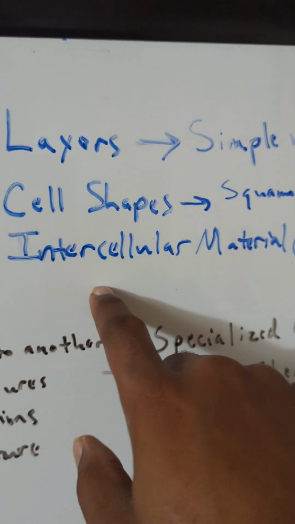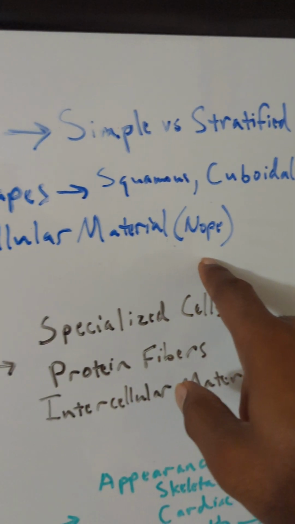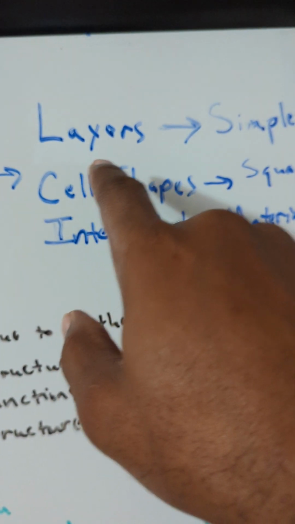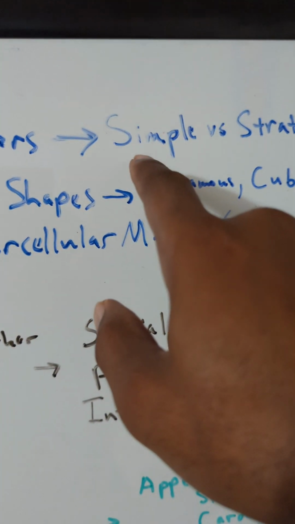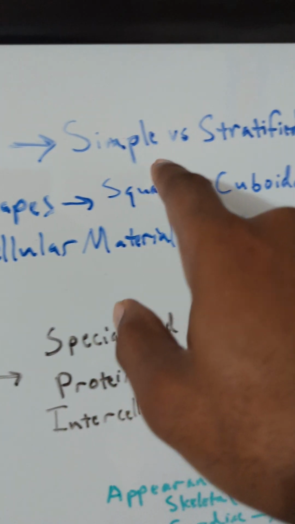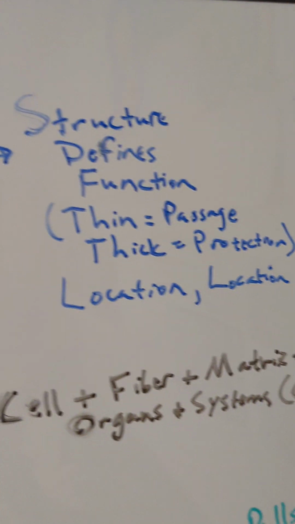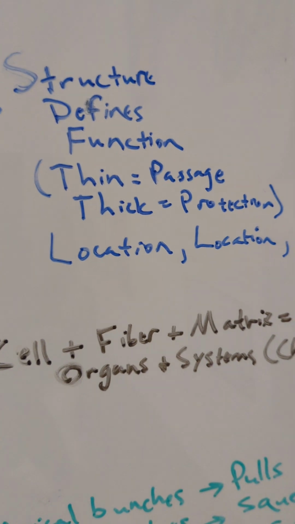Is there a lot of intercellular material? Nope. The cells are stacked on top of one another like bricks. Okay. And then how many layers are there? If there's one layer, then it's simple. If there's more than one layer, then it's stratified. And that will tell you a lot about what it actually does.